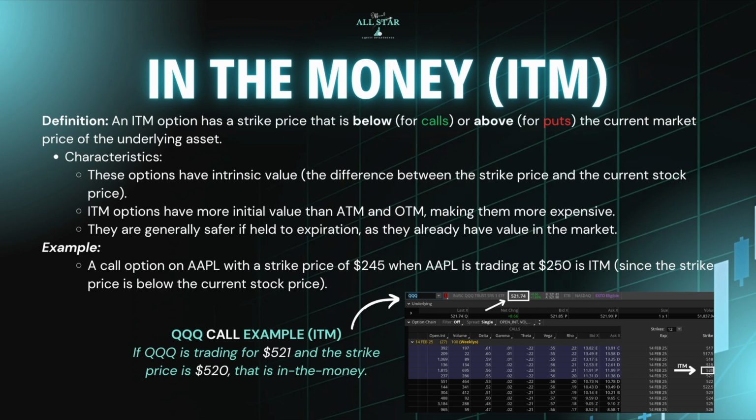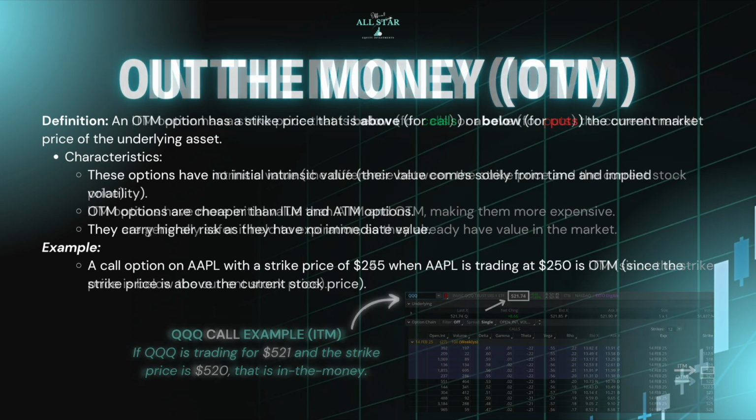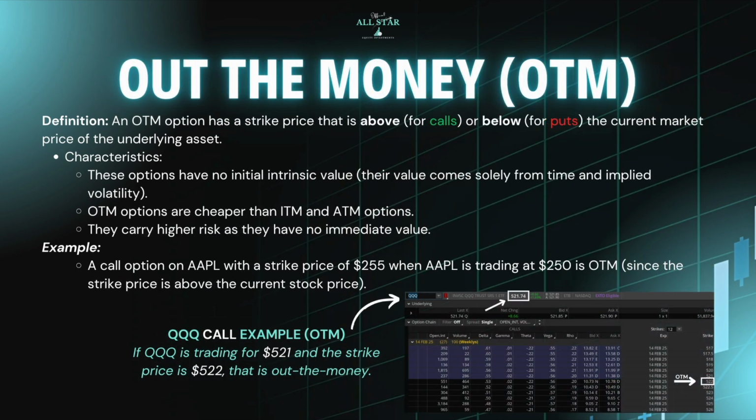So if we were to keep in mind the same call option on Apple with a strike price of $245 when Apple is trading at $250, this is considered in the money since the strike price is below the current stock price. And then here at the bottom of the screen, you'll see that QQQ example pulled up again. So in this case, if QQQ is trading for $521 and the strike price is $520, this is considered in the money.